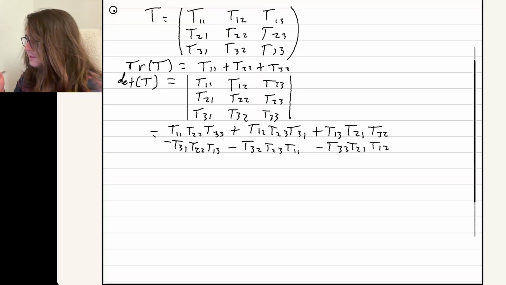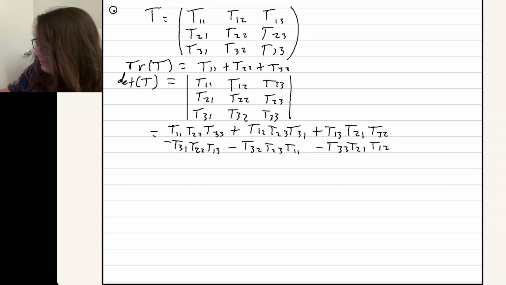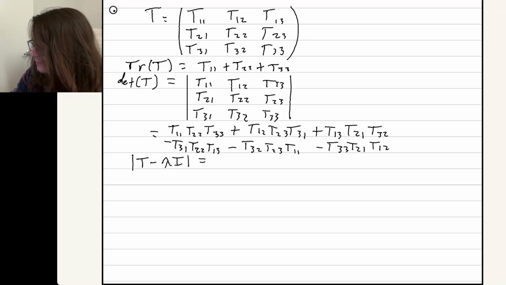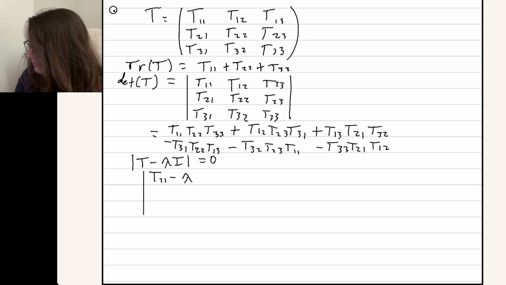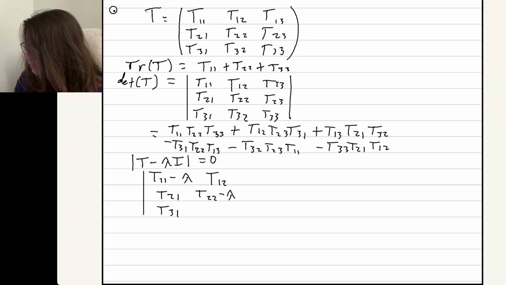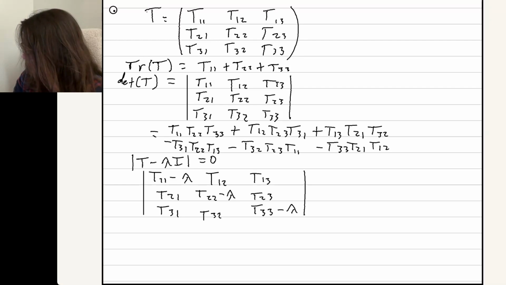Now we can start setting up the characteristic equation. The determinant of our matrix T minus lambda times the identity matrix is equal to 0. So in other words, the determinant of the matrix with rows T11 minus lambda, T21, T31; T12, T22 minus lambda, T32; T13, T23, T33 minus lambda is 0.